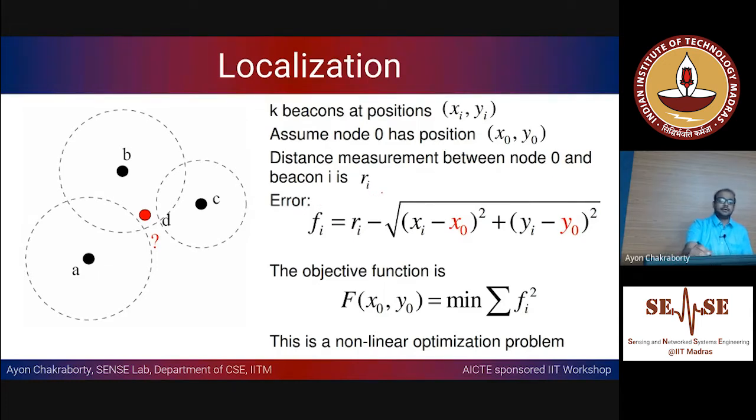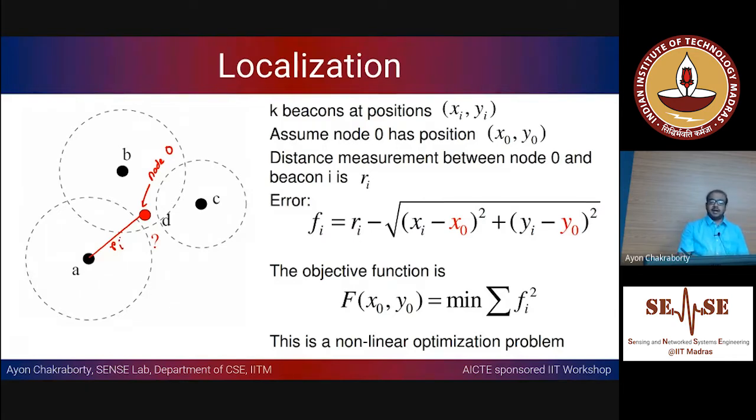So this is your node 0. You can have many such nodes, and the position of that is x0 and y0. We are just defining the terminology here. Rho or ri or d, whatever you want to call it, is basically the range between the device and the transmitter or the beacon. This is your ri.